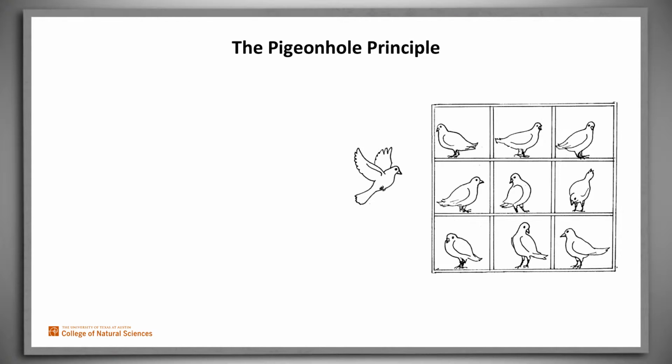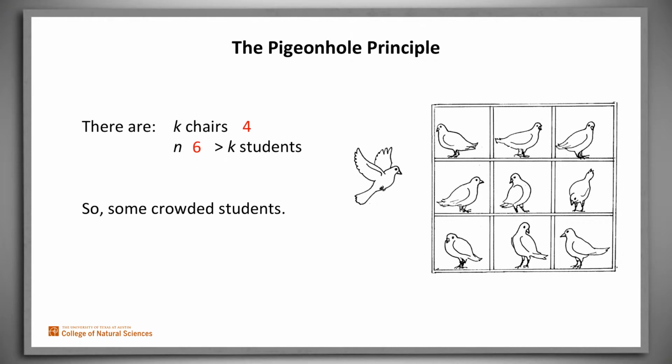We've just seen an example of the pigeonhole principle. There are K chairs, in this case 4. There are N students, in this case 6, and N is greater than K. So some chairs have to contain multiple students, just like the holes in this picture must contain multiple pigeons once the 10th one arrives, since there are only 9 holes.